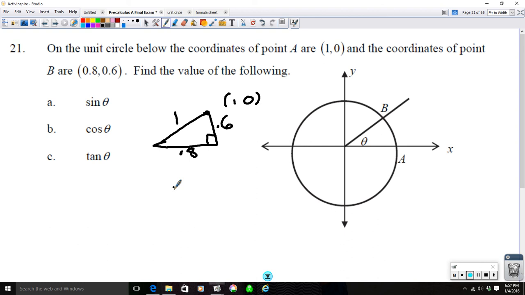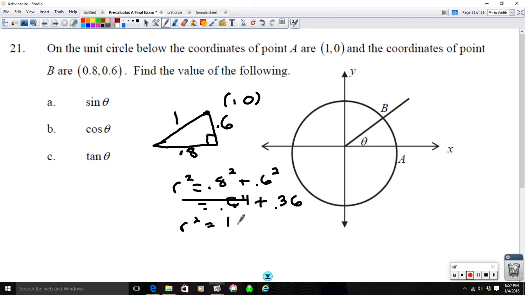So another way of knowing that is r squared is 0.8 squared plus 0.6 squared. So this is going to be 0.64 plus 0.36. That gives you r squared of 1.0. So r is equal to 1.